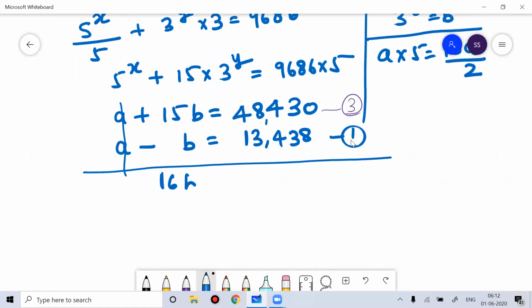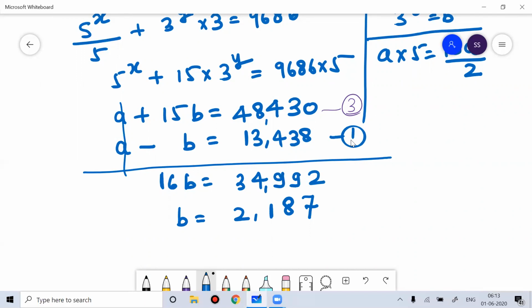So you'll get 16b equal to 34,992. Divide 34,992 by 16. 16 2s are 32, then 29. 29 minus 16 is 13, then 139. 16 9s are 144, 16 8s are 128, so 139 minus 128 is 11, so you get 112. 16 7s are 112. So the value of b you got is 2187.